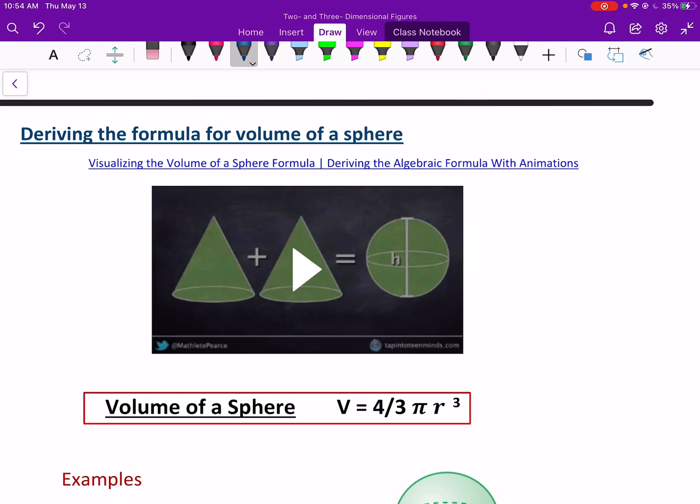I'm going to let you play the video on your own for where this volume of a sphere comes from. I'll be playing it in class. It just kind of shows you how the formula comes about.